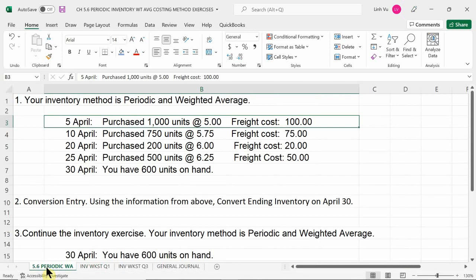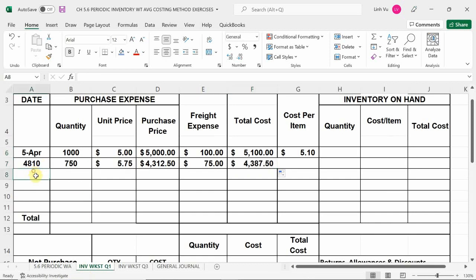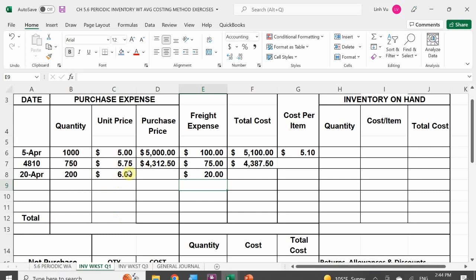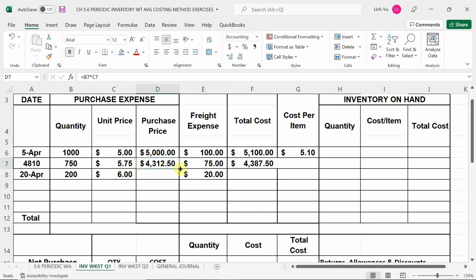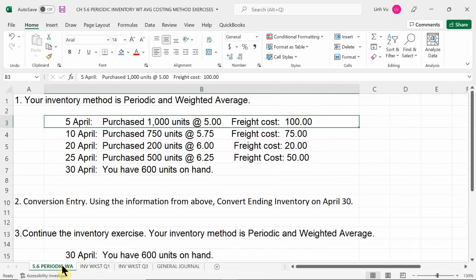Next here, April 20th, we purchased 200 units at $6 each with a freight of $20. Okay, 200 units at $6 each, with a freight of $20. Purchase price $1,200. $1,200 plus $20 is $1,220. And let's see what my last purchase was.